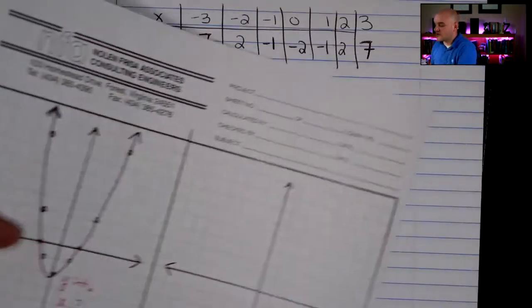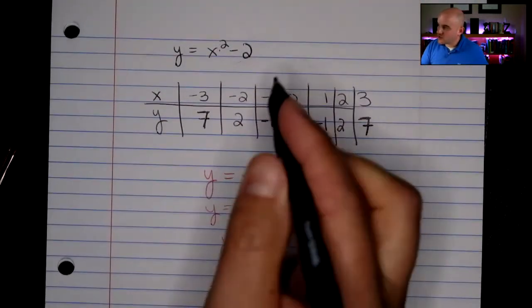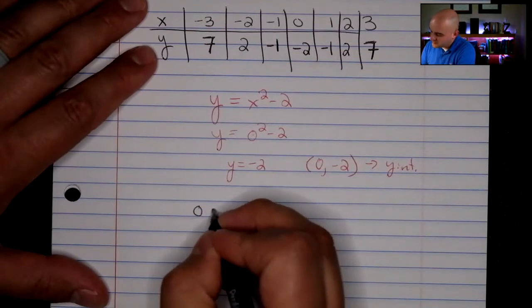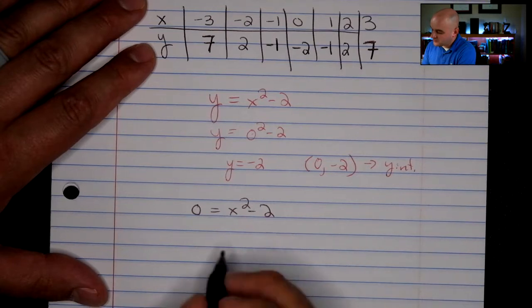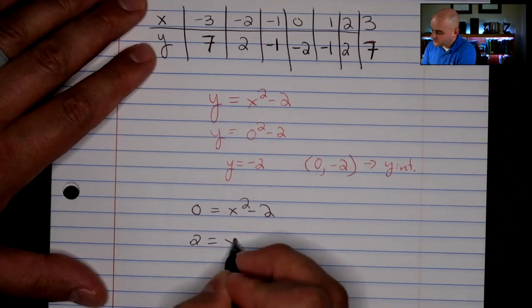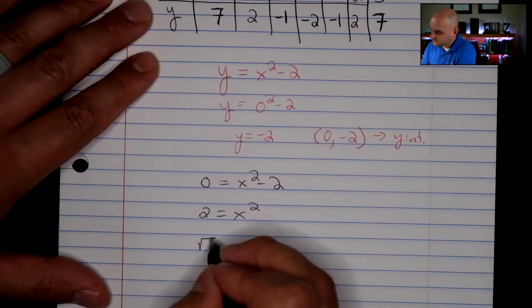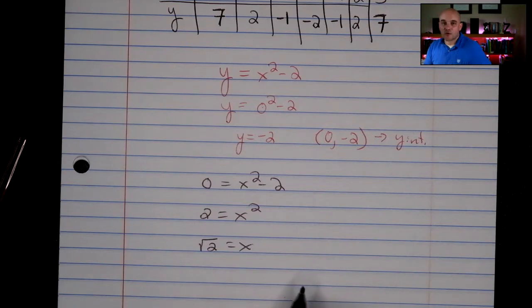So to get the most accurate information here, we need to go back to the equation and put 0 in for y. So if I do that, I get 0 equals x squared minus 2. Add 2 to both sides. Square root both sides. Now, I introduce the square root here.